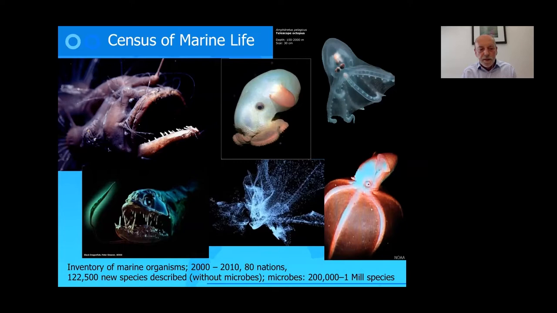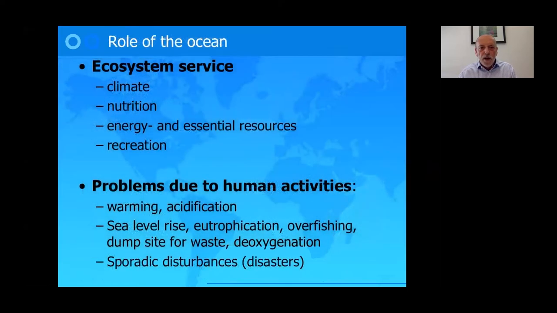And there have been 122,000 new species described, which were not known before. And here are some examples from the deep sea of species which have not been described before. And I had the privilege to lead this census of marine microbes, so basically barcoding the microbial life in the ocean. And I mean, this 122,000 species, this is excluding the microbes. So there was a tremendous success in investigating and discovering new species.